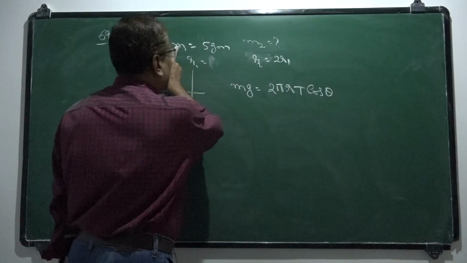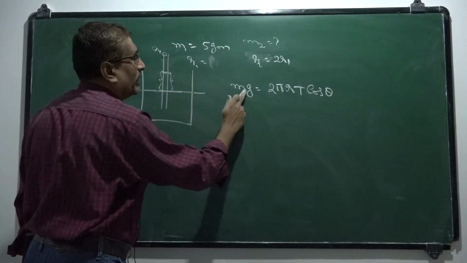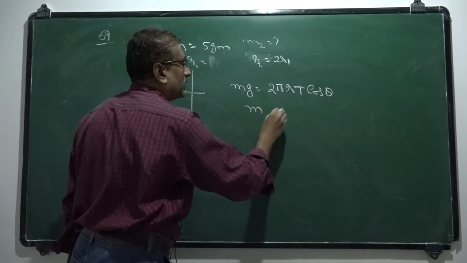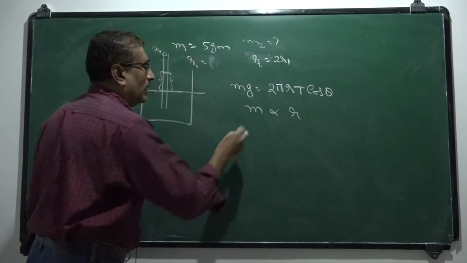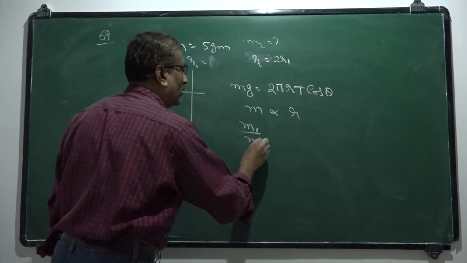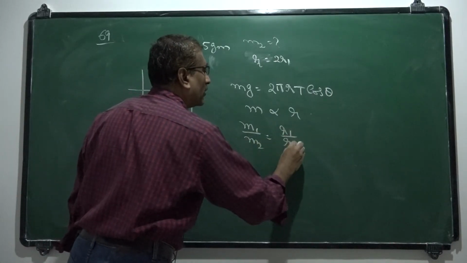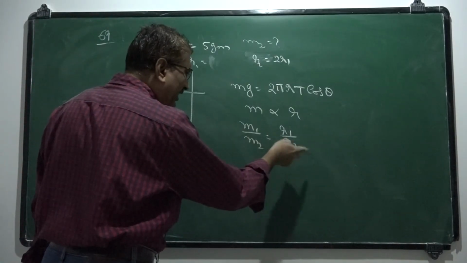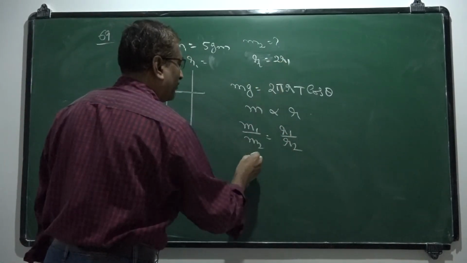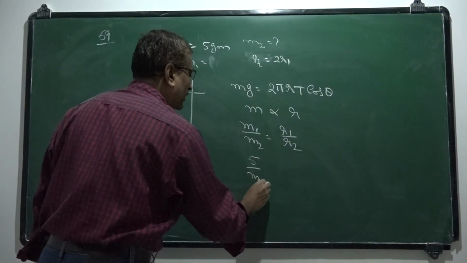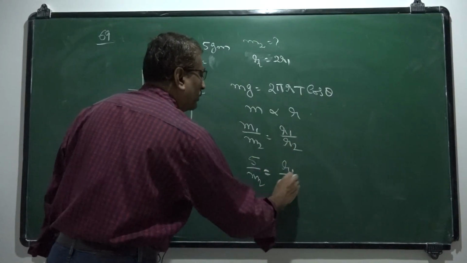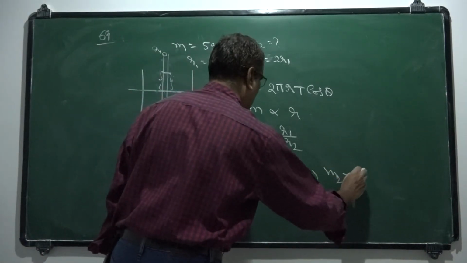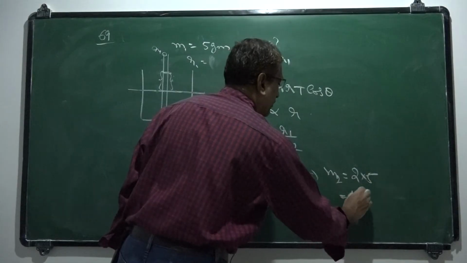Given that this mass is 5 gram, from this relation we can write mass is proportional to radius. So m1 by m2 is equal to r1 by r2. Okay. Now, if the radius is doubled, here this one, so 5 by m2 is equal to r1 by 2r1, which implies m2 is equal to 2 into 5, 10 grams.